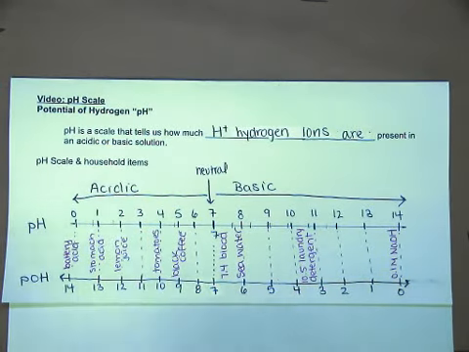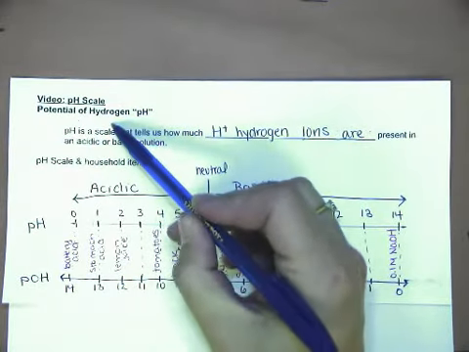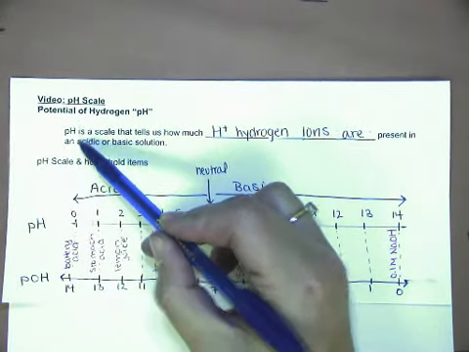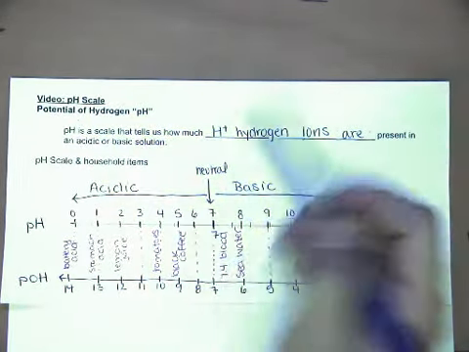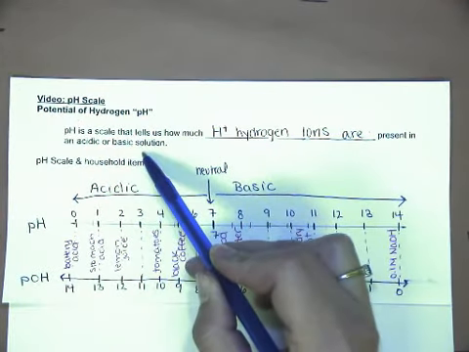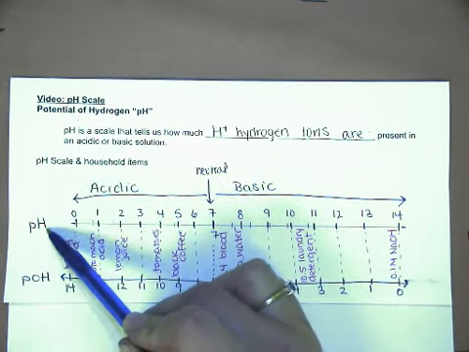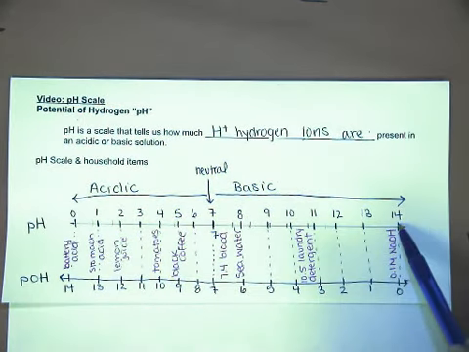This video is on the pH scale. So the pH scale, pH stands for potential of hydrogen. So pH is a scale that tells us how much hydrogen ions are present in an acidic or basic solution. So our pH scale looks at the hydrogen ions in solutions, and it goes from 0 to 14.